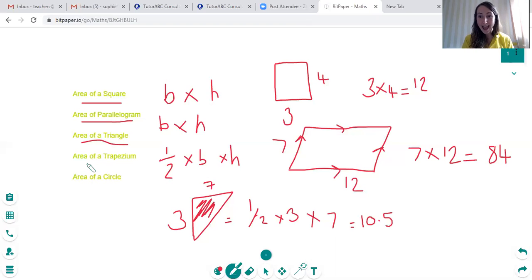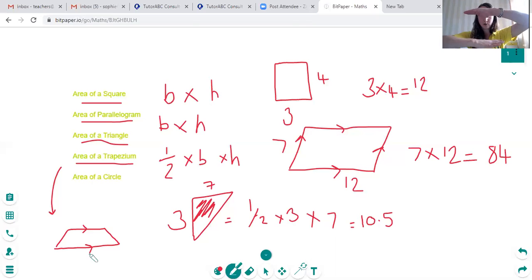So on to area of trapezium. Okay. So trapeziums are these funny looking things that look a little bit like that. But I'm going to redraw that because that was a bit squiggly. The idea is we have two parallel lines. So we have a parallel line on top and on the bottom, and these are running parallel to each other like this.